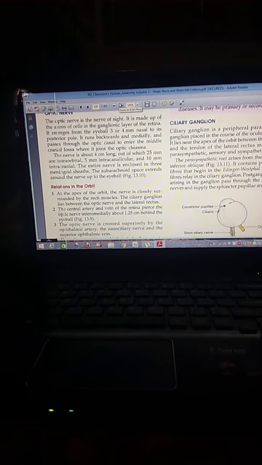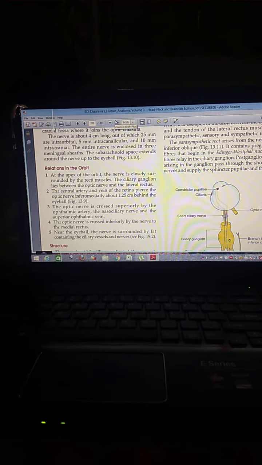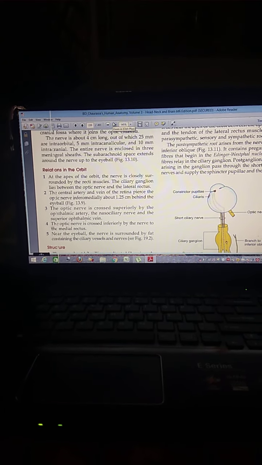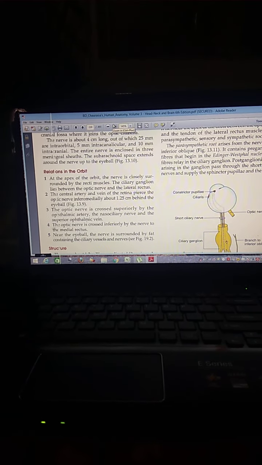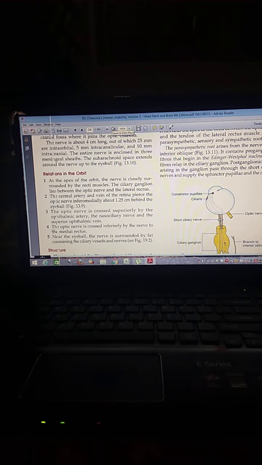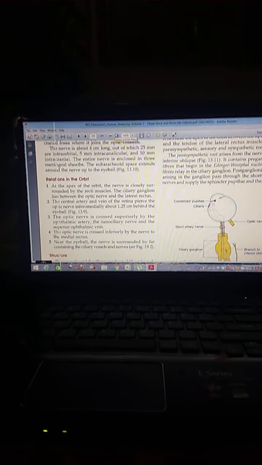Now the relations in the orbit: at the apex of the orbit, the nerve is closely surrounded by the recti muscles, and the central artery and vein of the retina pierce it. The optic nerve is crossed superiorly by the ophthalmic artery, and inferiorly by the nerve to the medial rectus. Near the eyeball it is surrounded by fat.